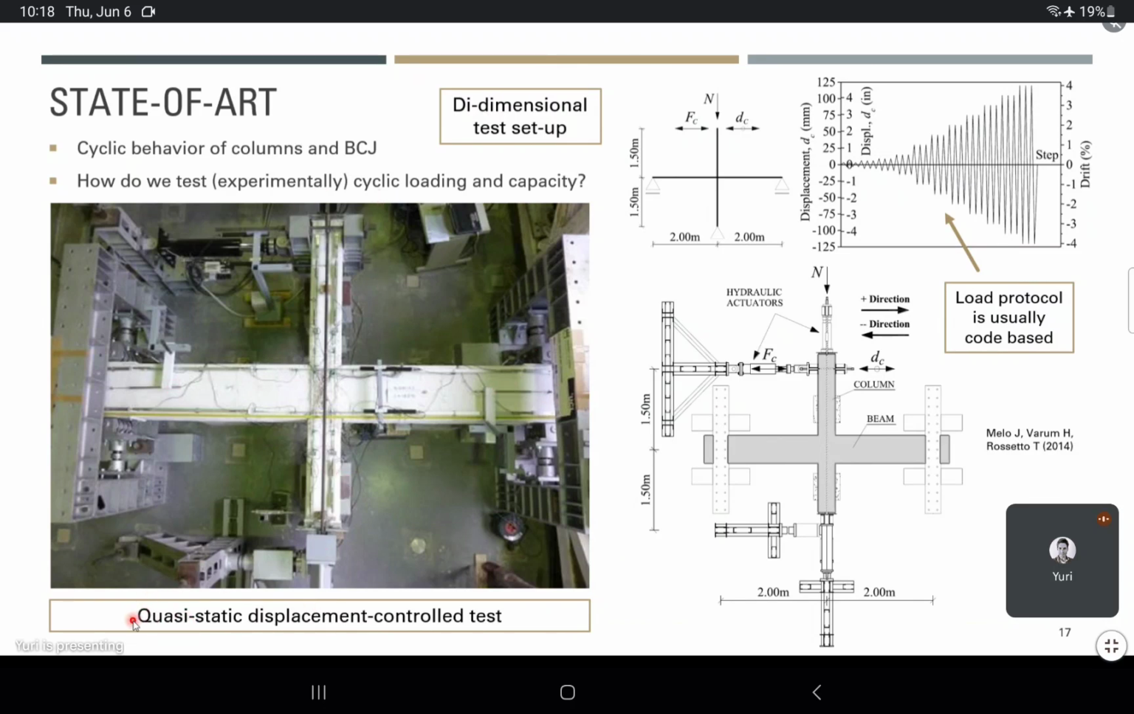And we do what we call a quasi-static displacement control test. We get the column and we start applying load at the top of the column, and then we come back. We do that as a cyclic test. Usually we have a load protocol which is similar to Eurocode and American standards. And then we do that until we detect failure.